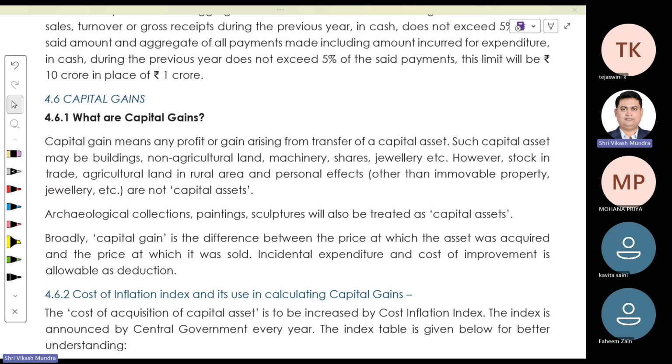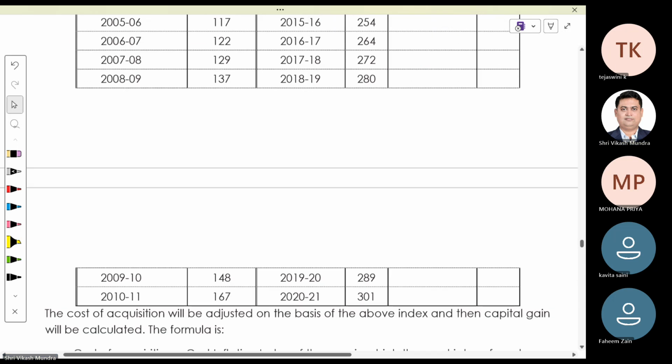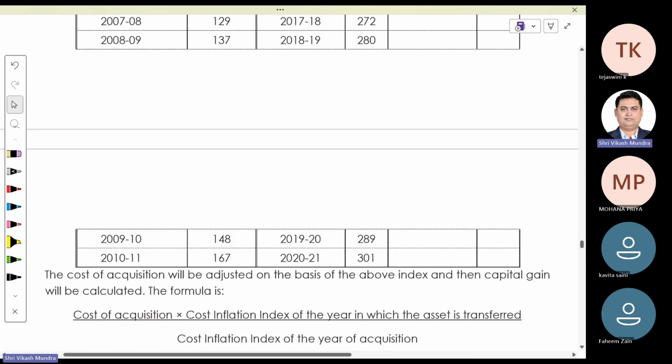Be careful. It may happen that I am a jeweler. I am selling jewelry from my showroom. Whatever profit I earned, since this is my stock in trade, shall be taxable under the head PGBP.